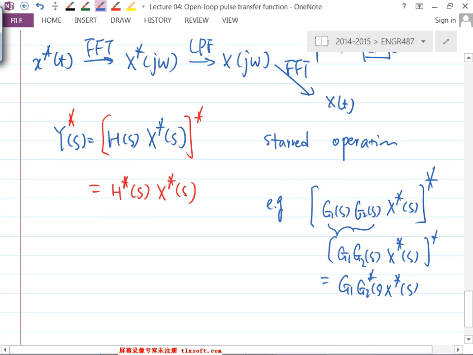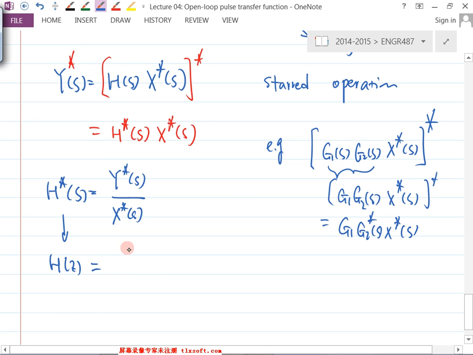Then we want the pulse transfer function. That's basically a transfer function in terms of z. So what do we get? h star of s equal to y star of s over x star of s. Okay? So from here you can obtain this h of z by replacing the small s with 1 over T ln z. Then you get y of z over x of z, similarly like that. So this is the pulse transfer function, right?